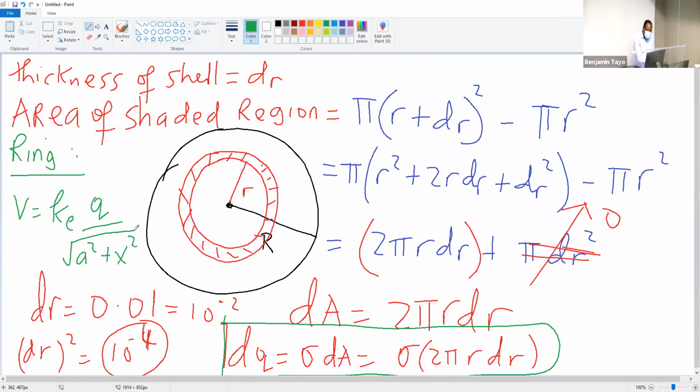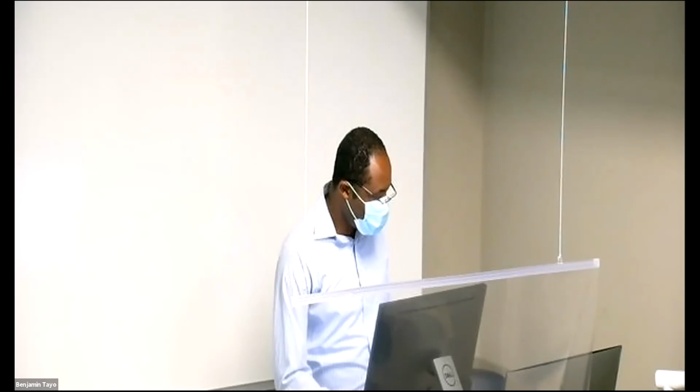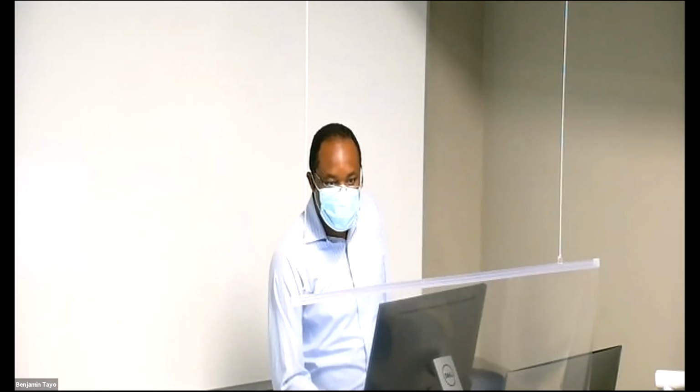So when you calculate the value for a disk, in place of Q you replace that with dq. And then in place of a, it becomes the new radius. X is going to stay as x, but a becomes the radius, lowercase r. And then you can just do the integral. So let me go back to my PowerPoint here.